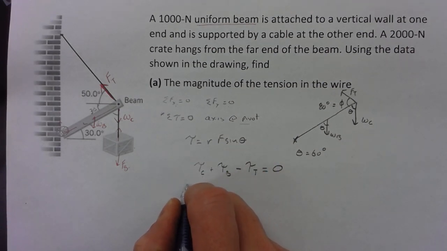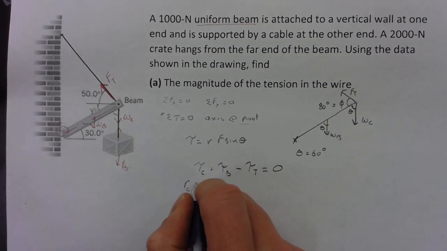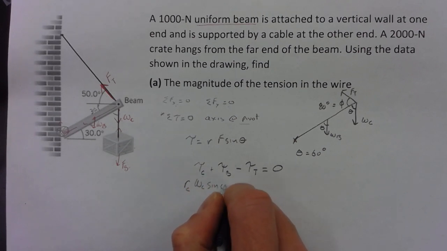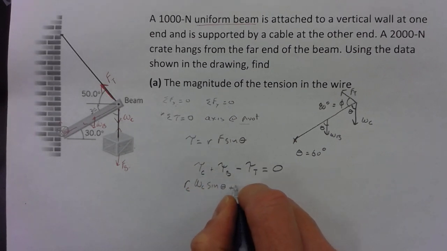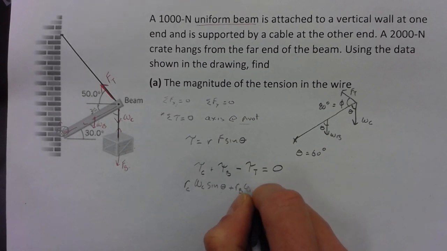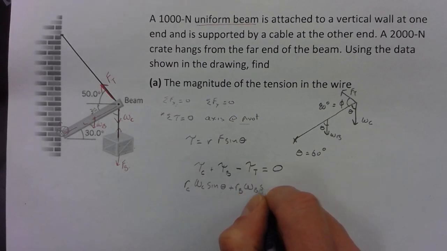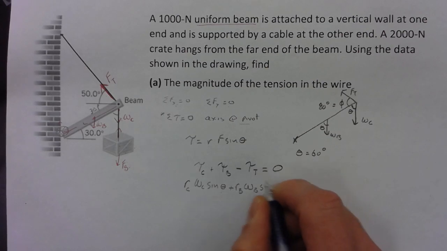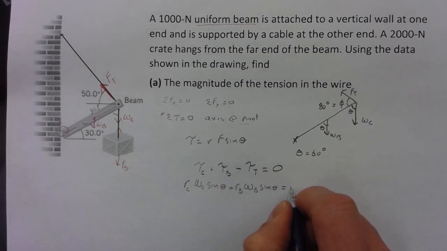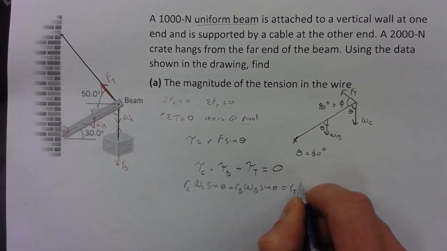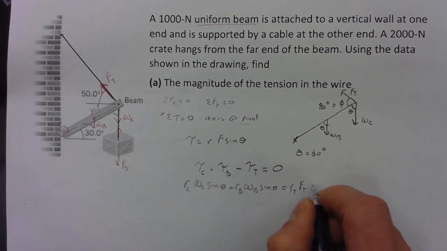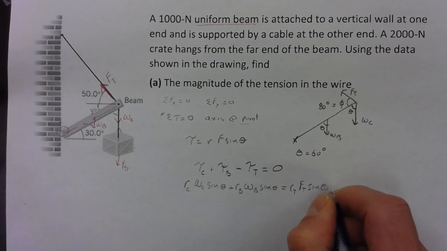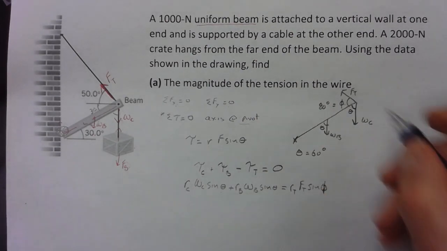So I'm going to have R for the crate, let me write that out, R for the crate plus the force of the crate times the sine of the angle that it makes, plus R for the beam, the weight of the beam, the sine of theta, and I'll move this over here, is going to equal the R for my tension force, and the sine of psi, because that angle is different.